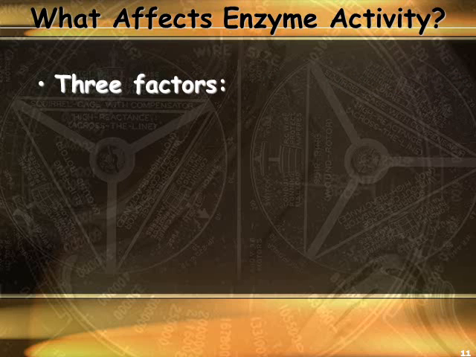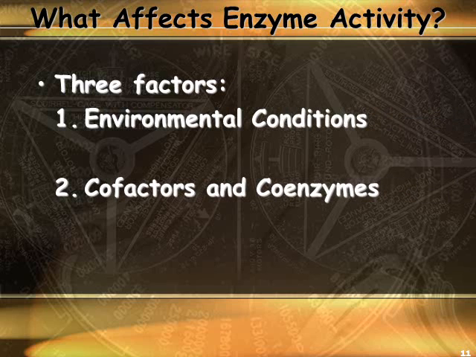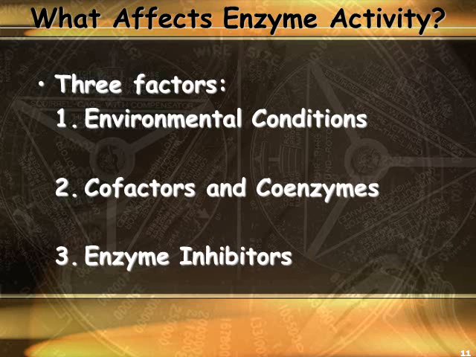Well, we know that enzymes are proteins for the most part, so I think you could probably guess what the three factors are going to be that might affect enzyme activity. They could be environmental conditions, cofactors and coenzymes, and enzyme inhibitors. Really, I guess you wouldn't be able to guess, maybe 2 and 3, but environmental conditions, certainly you should be able to figure out what conditions we would need to maintain to keep the proteins happy.